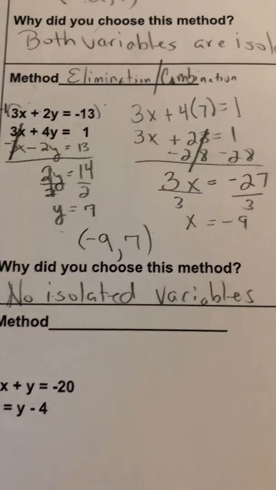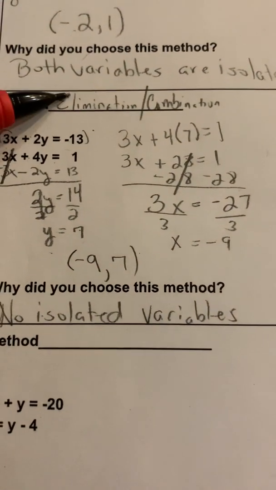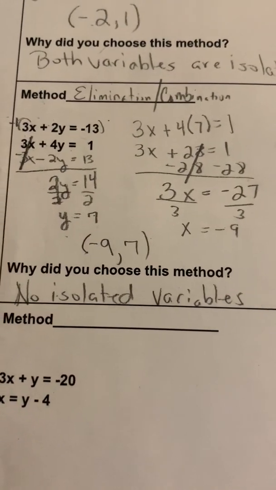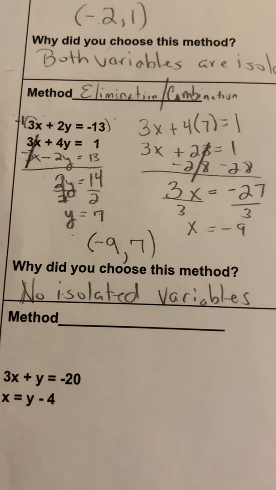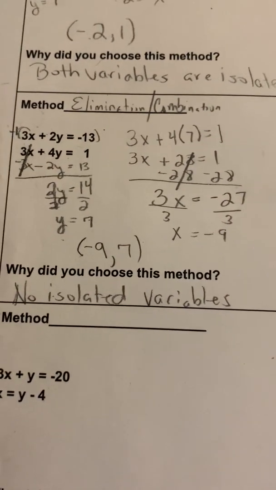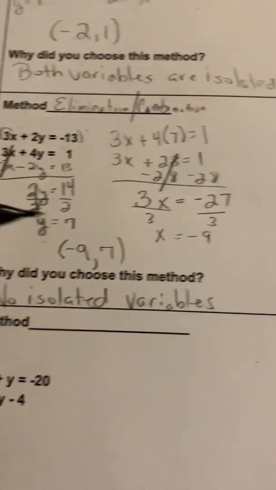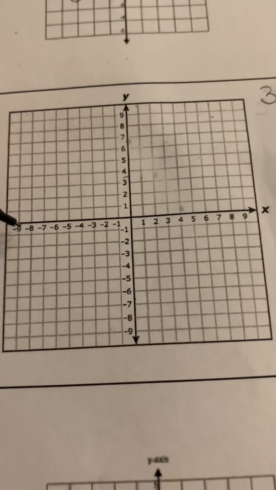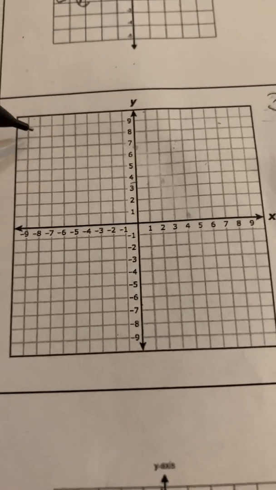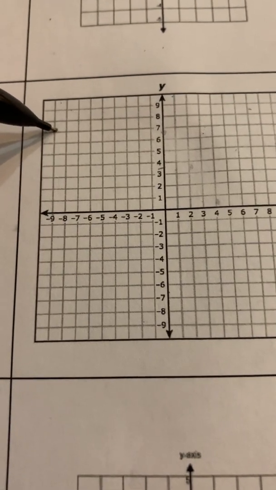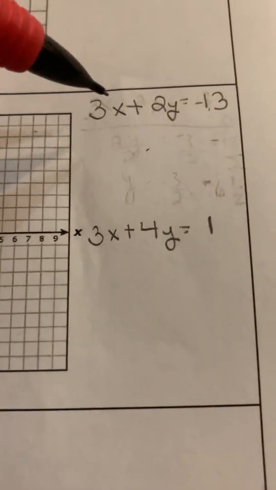Okay, so we just figured out how to solve this particular problem, and we want to prove that it's graphed. Now these are a little more difficult to graph because neither one of these variables is isolated. And so you're going to have to put it in slope-intercept form. I'm going to go ahead and just put negative 9, 7 up here, and graph that.